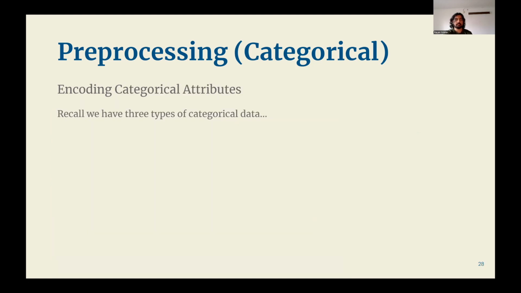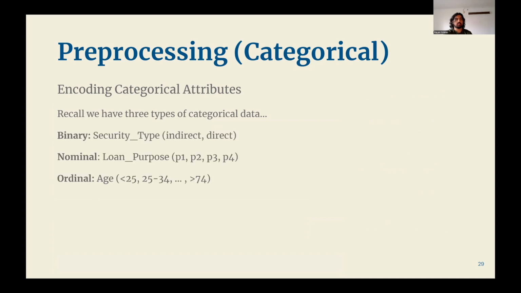And that's our code. Now we move on to encoding our categorical attributes. Recall that we have three types of categorical data, which are binary, such as security type, nominal, such as loan purpose, and ordinal, such as age. So we will encode these in different ways.